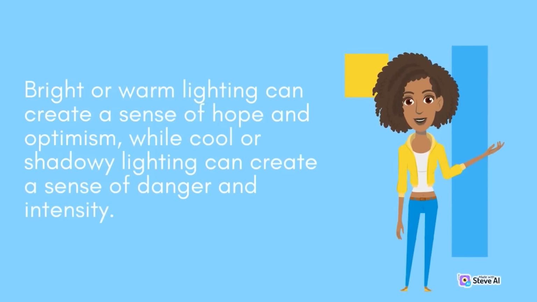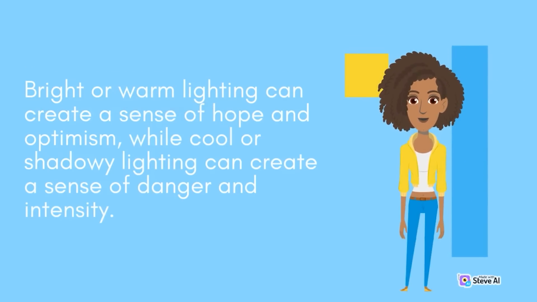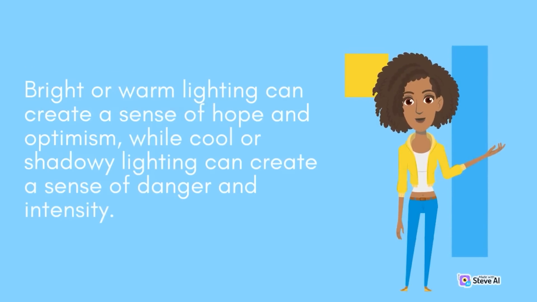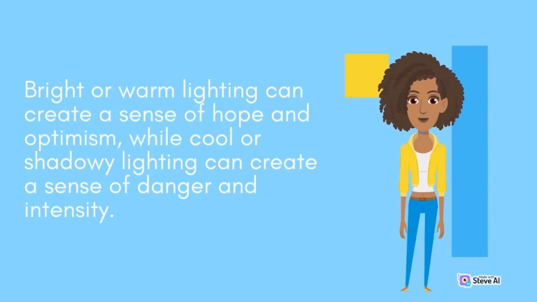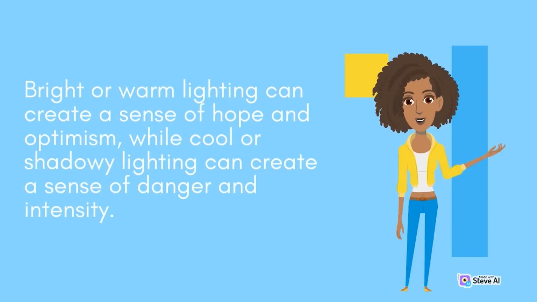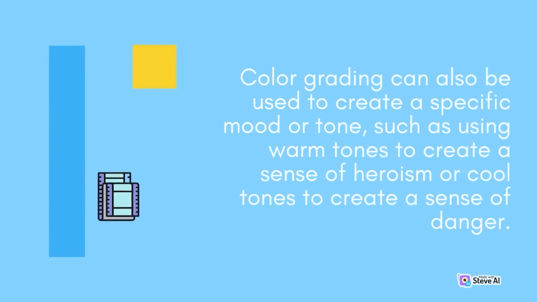Bright or warm lighting can create a sense of hope and optimism, while cool or shadowy lighting can create a sense of danger and intensity. Color grading can also be used to create a specific mood or tone, such as using warm tones to create a sense of heroism or cool tones to create a sense of danger.